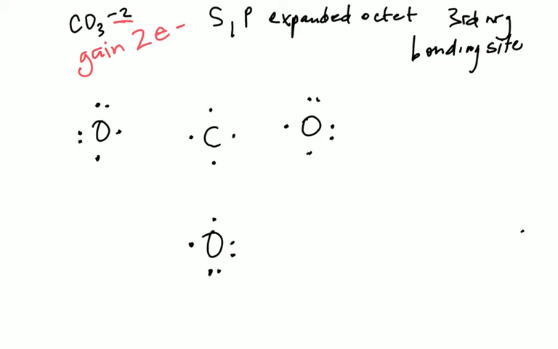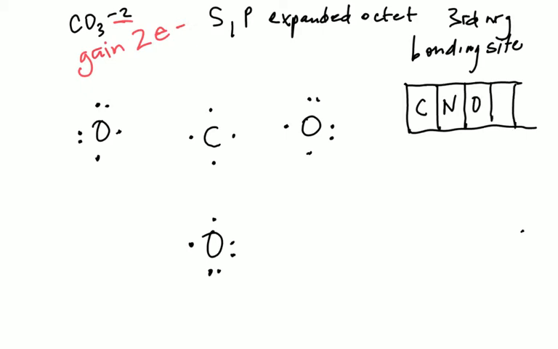Now, who's going to gain these 2 electrons? If we look at the periodic table, we're going to look at where carbon is. After carbon, we have nitrogen. After nitrogen, we have oxygen. After oxygen, we have fluorine. As we move in this direction, the electronegativity of an atom increases.